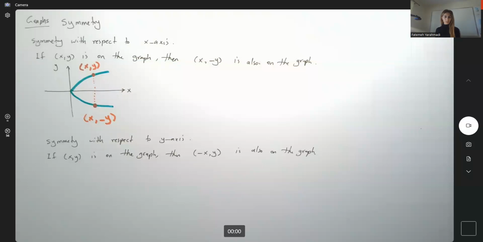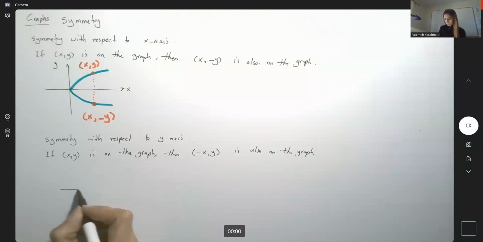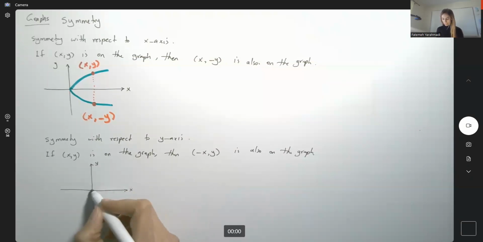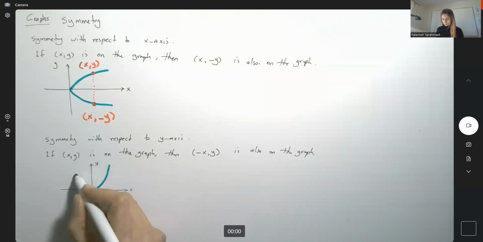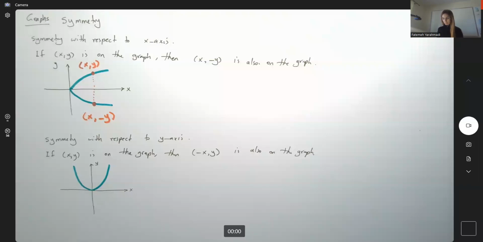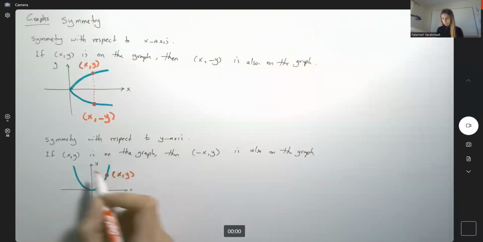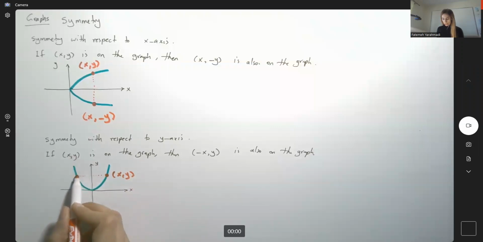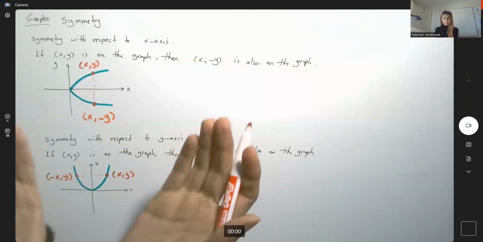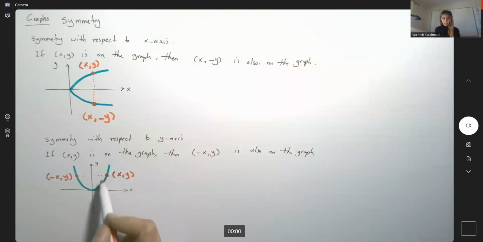Think about a parabola, for example. Let's check to see what do I mean by that visually. So this is the graph of the parabola, like this. One piece here, the other piece here. If I take any random points on the graph, x and y, and if I look at the reflection, the point minus x and y is also on the graph. In this case, we say that, hey, we have symmetry with respect to y-axis. If I fold it this way, I get the exact same piece on both sides.